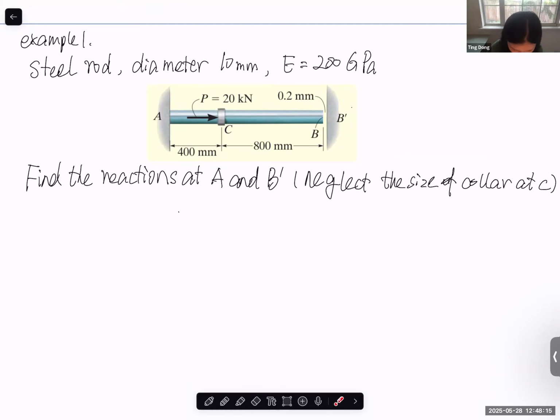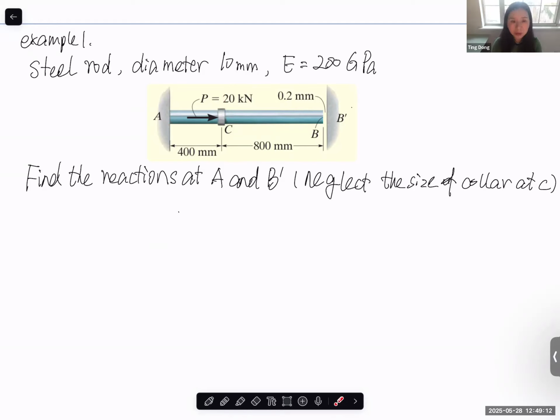So we have a steel rod. Diameter is given. Young's modulus is given. Find the reaction at B prime; B is the end of this steel rod. Find the reaction at A and B. How do we calculate the reaction at A and B? Originally there's a gap. This is 0.2 millimeter between the free end B and the wall B prime. There's a gap, and we apply a force here, 20 kilonewton, and find the reaction at A and B prime.